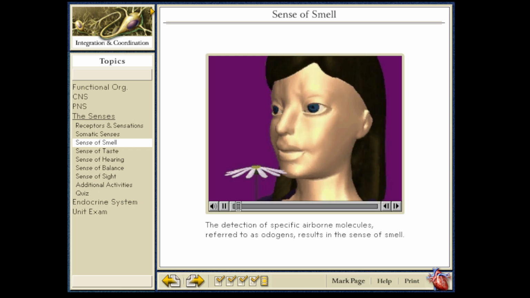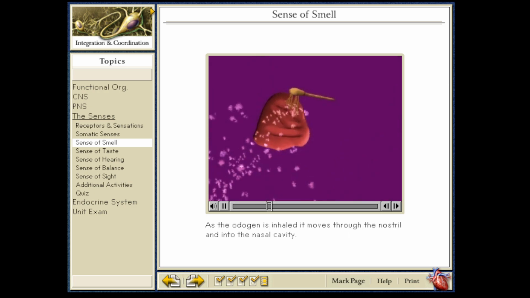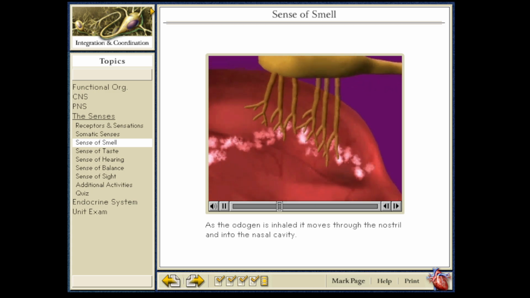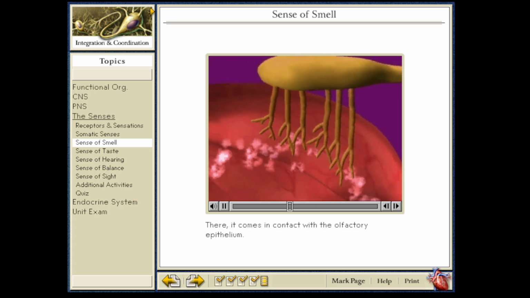The detection of specific airborne molecules, referred to as odorants, results in the sense of smell. As the odorant is inhaled, it moves through the nostril and into the nasal cavity. There it comes in contact with the olfactory epithelium.